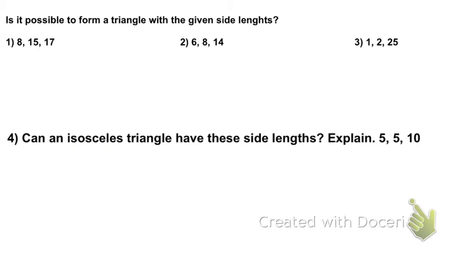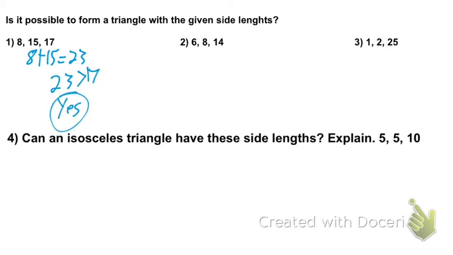Okay, so on these problems, is it possible to form a triangle with these side lengths: 8, 5, 15, and 17? Yes. Okay, because 8 plus 15, the two smallest, is 23, and 23 is bigger than 17. Yes.